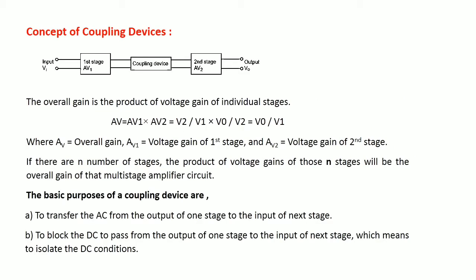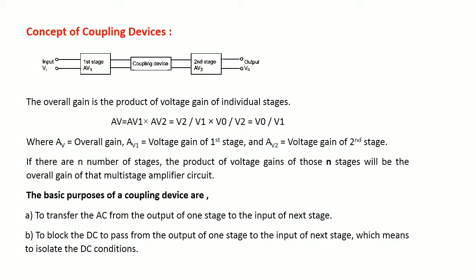In cascading, why are we doing cascading or coupling? Here the simple figure indicates the connections between two stages. The basic purpose of coupling or cascading is to transfer the AC signal from the output of one stage to the input of the next stage, and also to block the DC from passing from the output of one stage to the input of the next stage, which means for the purpose of isolation of DC conditions.